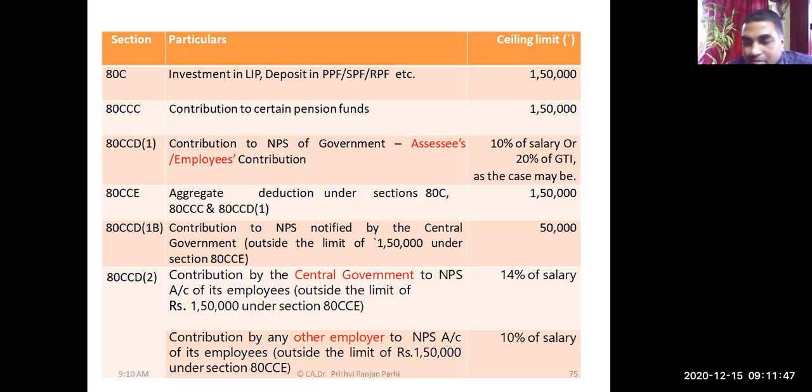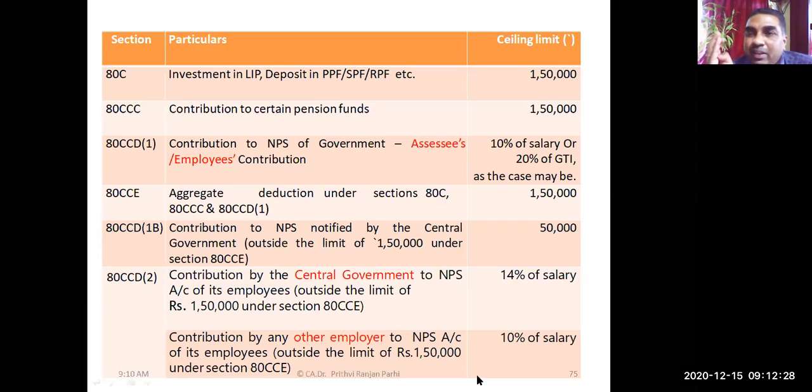So the employees under 80CCD subsection 1, is it subsection 1 or is it clause 1? Here, this is subsection 1. So the employees are supposed to be only central government employees? Under 80CCD1, those employees' contribution, so they are supposed to be only central government employees? No.